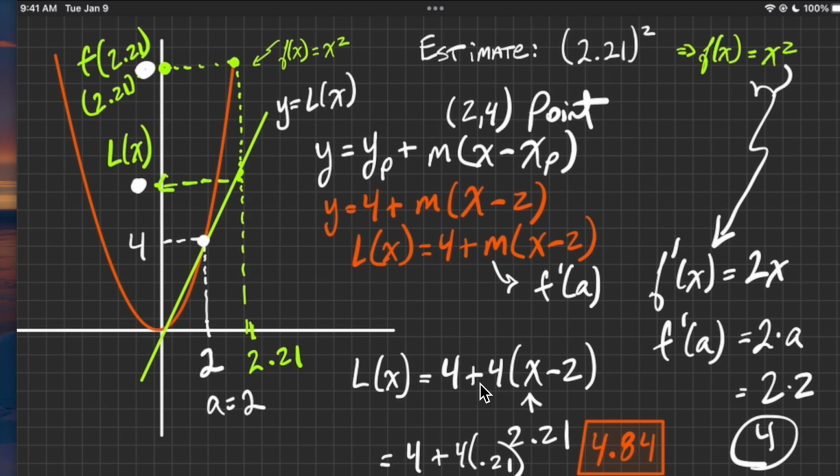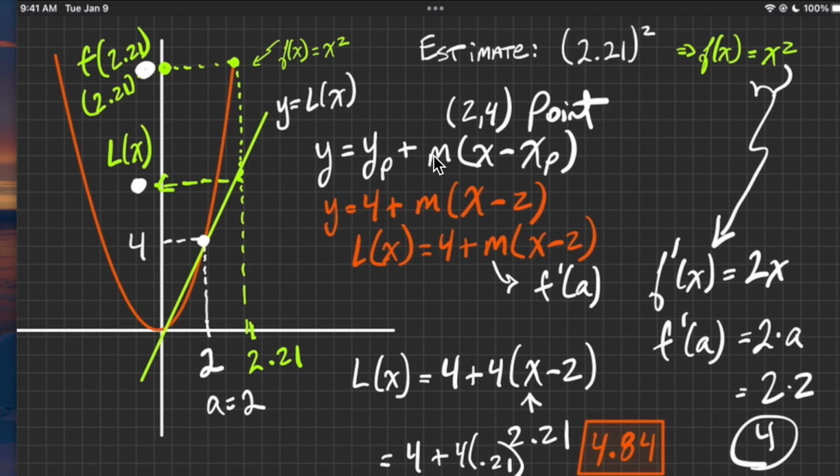So let's review what we did. We were given f of x equals x squared with a difficult x value. We chose an easy x value. We used our function to find the y value. So now we have a point. In order to get the equation of a line using point-slope form, you not only need a point, which we have, 2, 4, you need a slope.